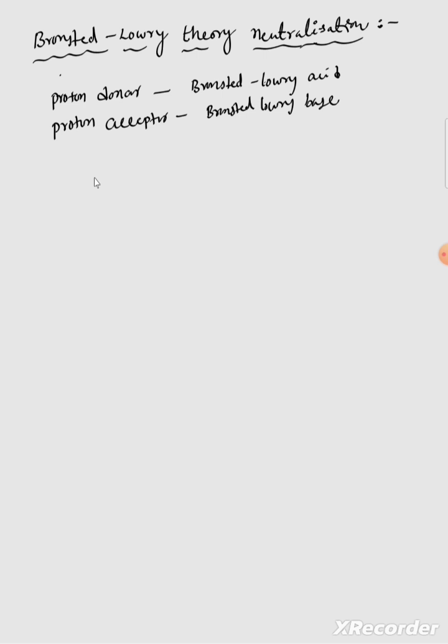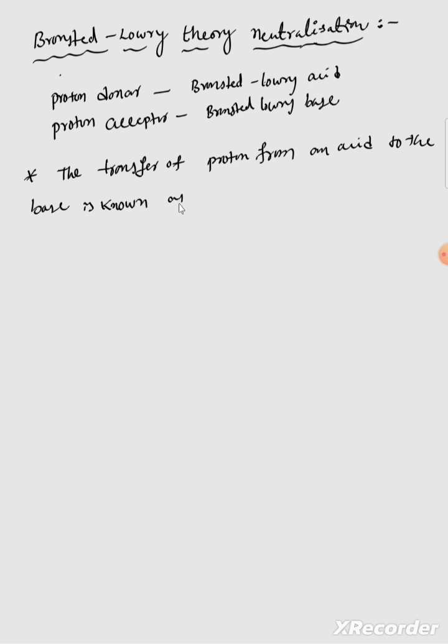The transfer of proton from an acid to the base is known as neutralization, or protolysis in the reaction.